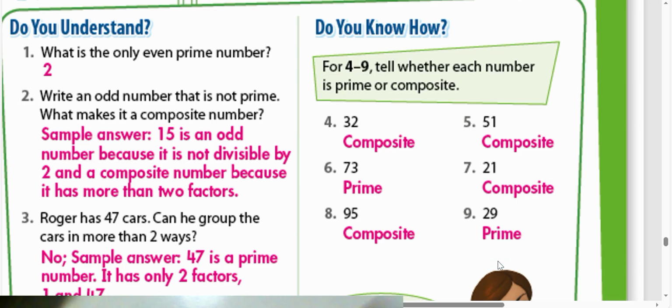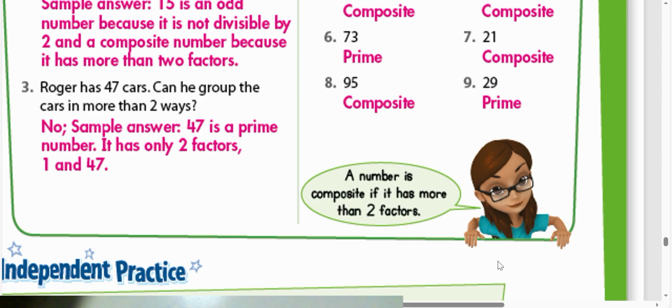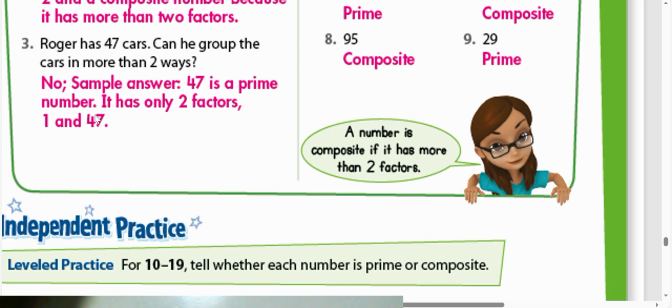29 is prime, because 29 can be divided by itself and 1 only, so it has 2 factors. 47 we call prime, because 47 can be divided by itself and 1 only. It has only 2 factors, 1 and 47.